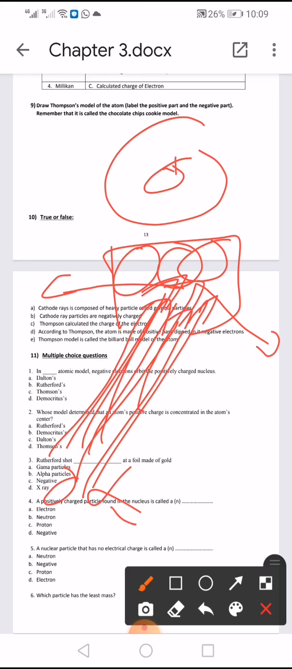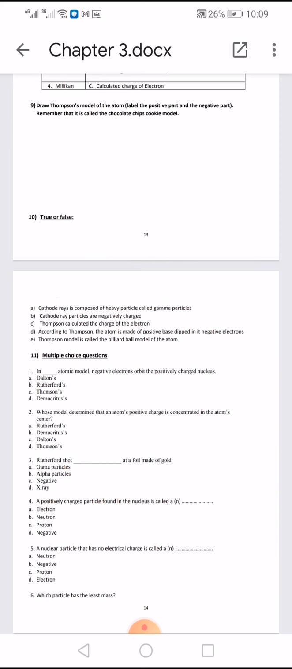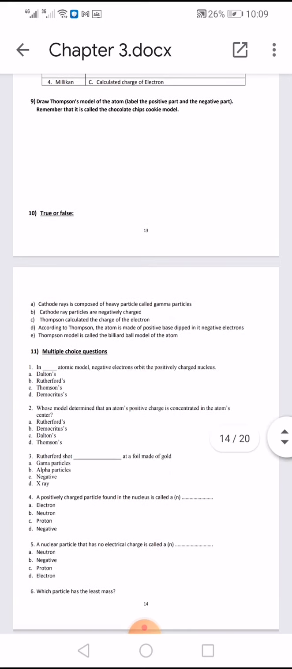Alpha particles have a positive charge. This means that inside the atom there is a nucleus, and inside the nucleus there are proton particles containing positive charge. This is the Rutherford experiment. So in what atomic model does a negative electron orbit the positive charge nucleus? In Rutherford's.